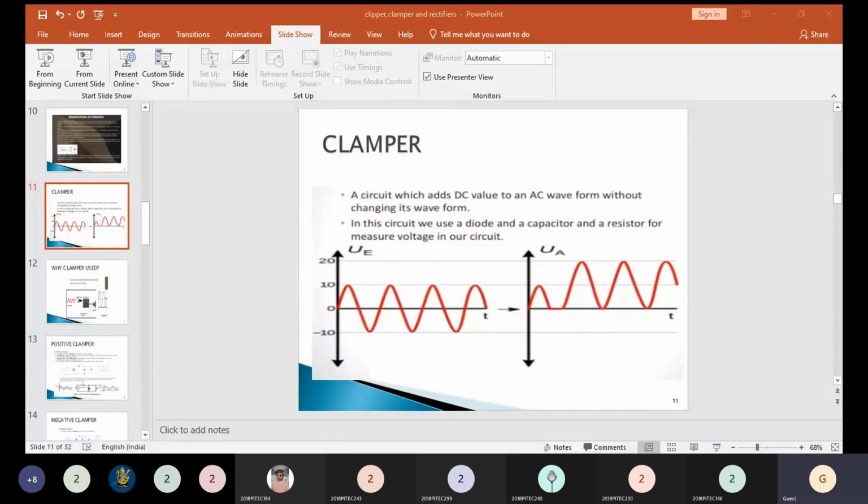The next is the RMS value of load current. What is your IRMS? IRMS is IM by root 2, no? IM is your maximum load current, and VM is the maximum load voltage. What is the value of IM you got? 70.7 divided by root 2. So the value is 50 milliamps. So for this question, the mean load current IDC is 45 milliamps and the RMS value of load current is 50 milliamps.